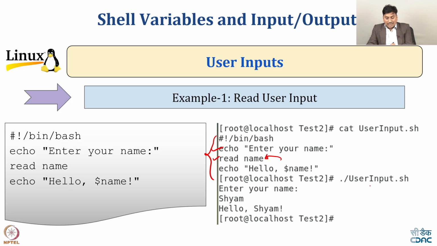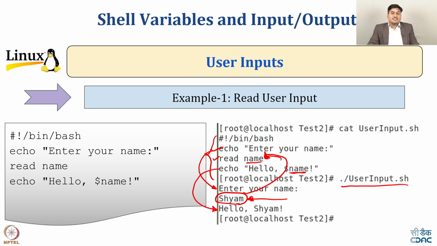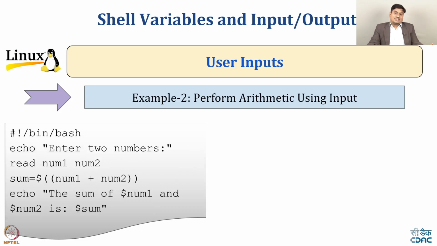When I execute that script, you can observe that once this command is executed, the prompt is waiting for the user to enter some value. So I just enter this value, sham. Now this value will be assigned to this variable with the read command, and for the next command, this name variable will print the value. Likewise, I can take the input from the user and perform some operations.